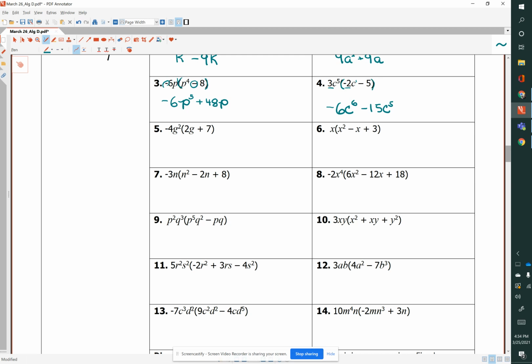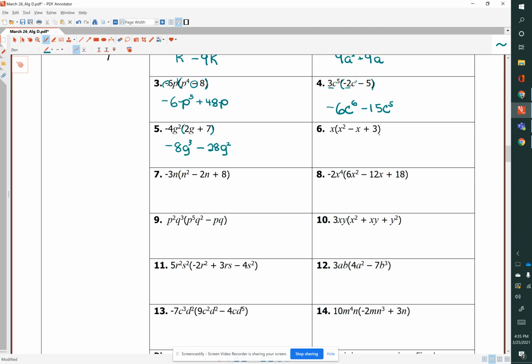So number 5, negative 4g squared times the quantity of 2g plus 7. Negative 4 times 2, negative 8. G, 2 plus 1 is 3. Negative 4 times positive 7 is negative 28. And then we've got our g squared, and we cannot combine those any further.